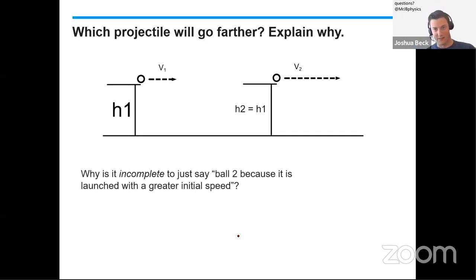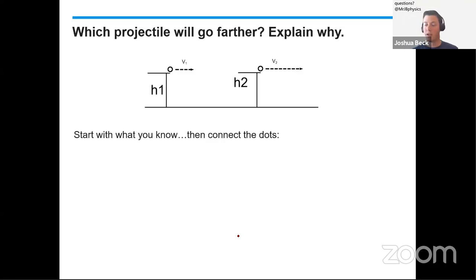The difference is that V2 is greater than V1, but that doesn't fully explain why. Okay, I can see that V2 is greater. If I just simply say it goes further because V2 is greater, I'm not getting anywhere. I'm not bringing anything new. I haven't shown that I can connect that relationship between V2 to the actual range. Okay, so what can I do? Well, let's start with what we know.